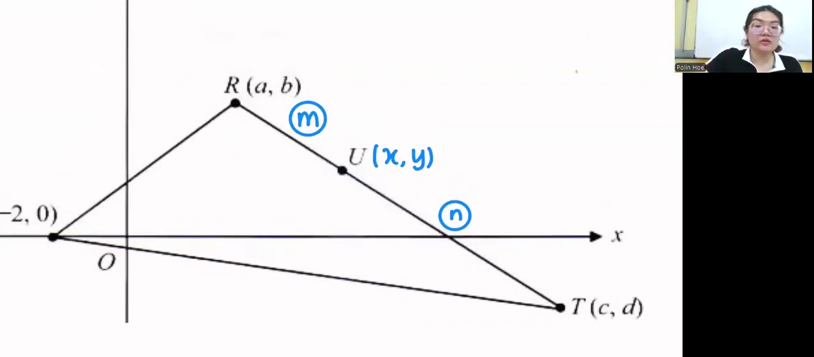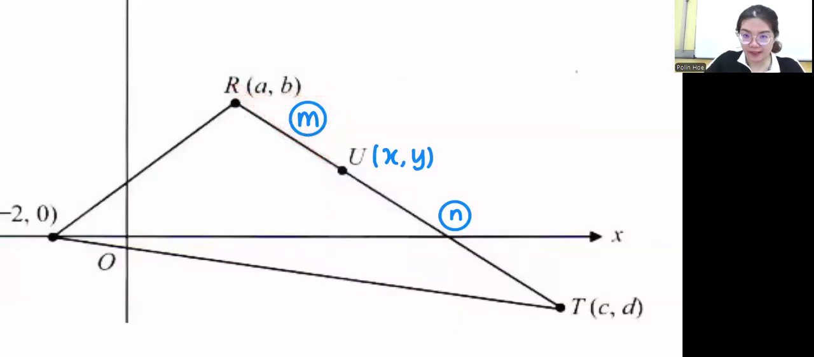So we are going to derive the formula of x only. In other words, they are actually asking you, how do you find the value of x? Now, the ratio is m between these two.